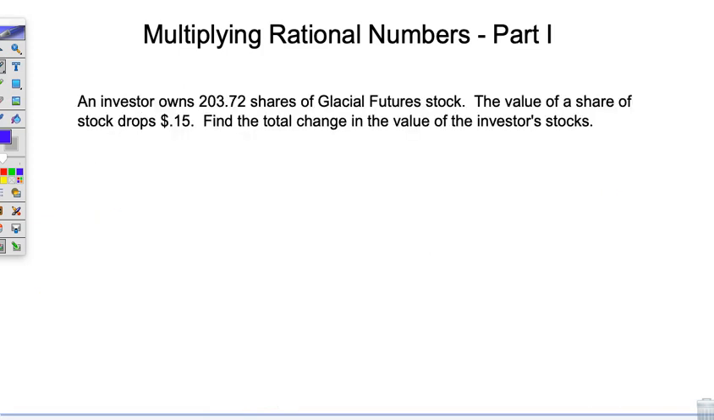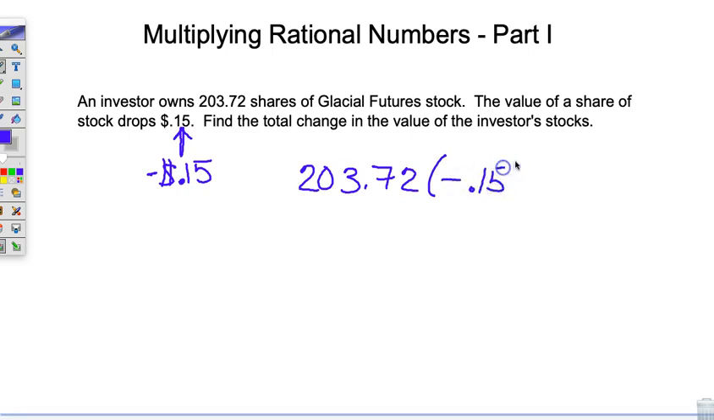We have an investor that owns 203.72 shares of Glacial Futures stock. The value of a share of stock drops 15 cents. This 15 cents, since it's dropping, is actually going to be a negative number. Since it's 15 cents, that decimal is super important. Find the total change in the value of the investor's stock. So we're going to take the number of shares the investor has, and we are going to multiply it times a negative 15 cents.